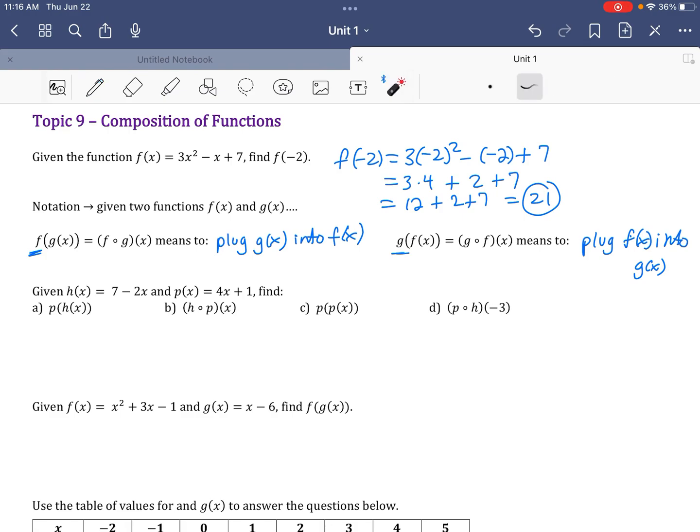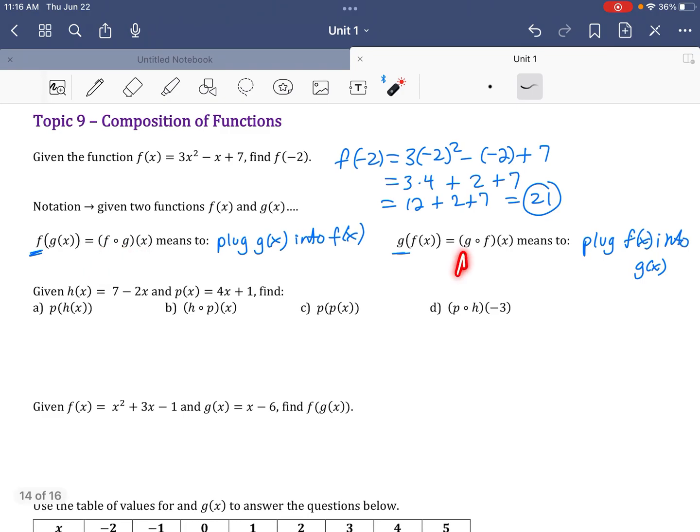Now, another way that you can see this is this little weird circle. That doesn't say "fog." This just means f of g of x. And this one says g of f of x. So it doesn't say "golf," it doesn't say "fog." That's just the circle. Think of it as the word "of." So if I were you, when I see this, I would transform it to this expression here because it's a little bit easier to understand.